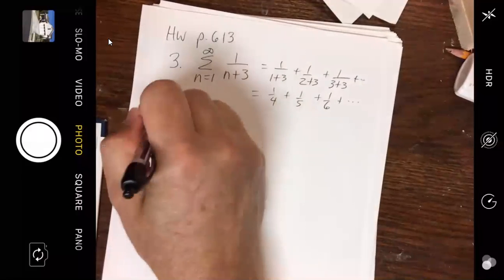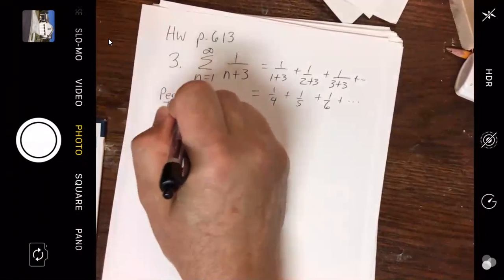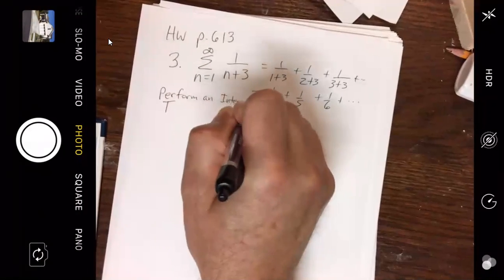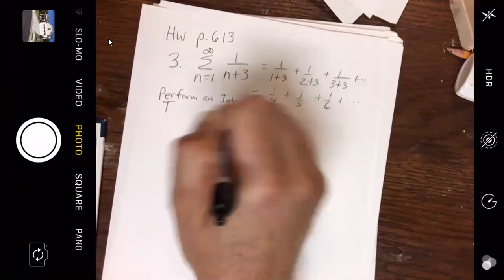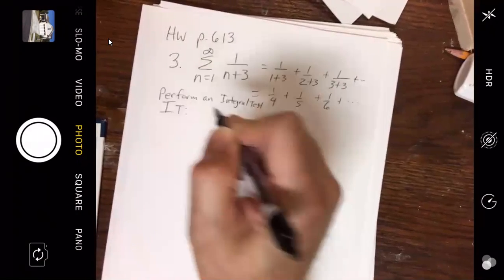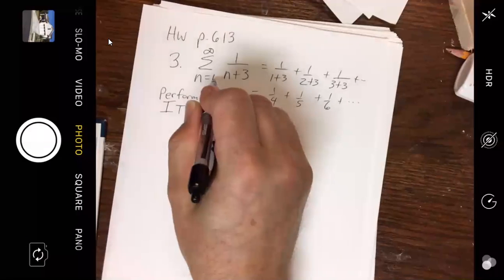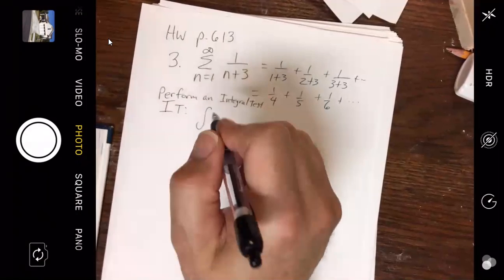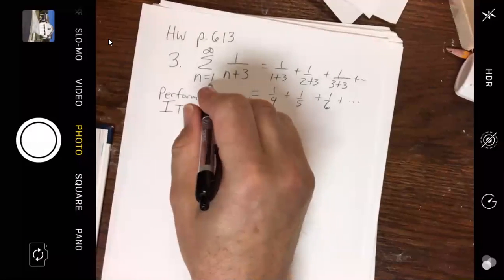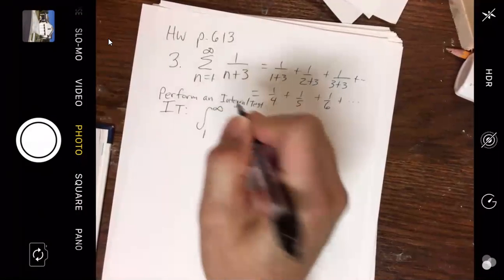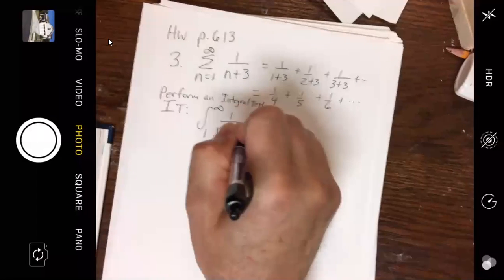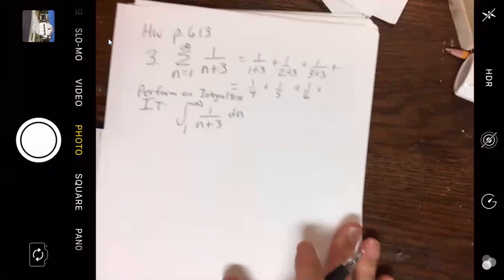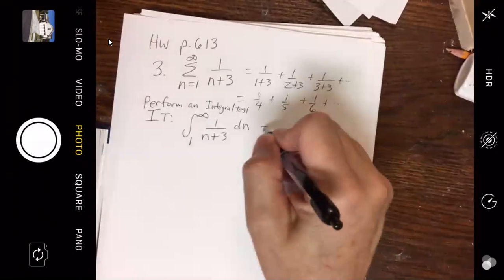The integral test, this is called perform an integral test. Usually write IT for integral test. That means I take an integral, usually from 1, occasionally you'll see 2, sometimes 0, but whatever this is, 1 to infinity of 1 over n plus 3. Again, I'm supposed to use x, but I'm sloppy. All right, everybody recognize a straight log of that?